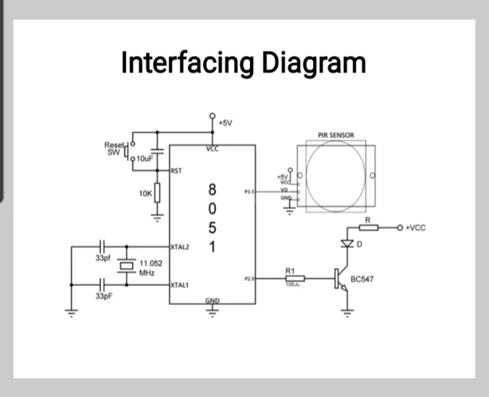Transistor Q1 is used for switching the LED. Resistor R2 limits the base current for the transistor, and R3 limits the current through the LED.